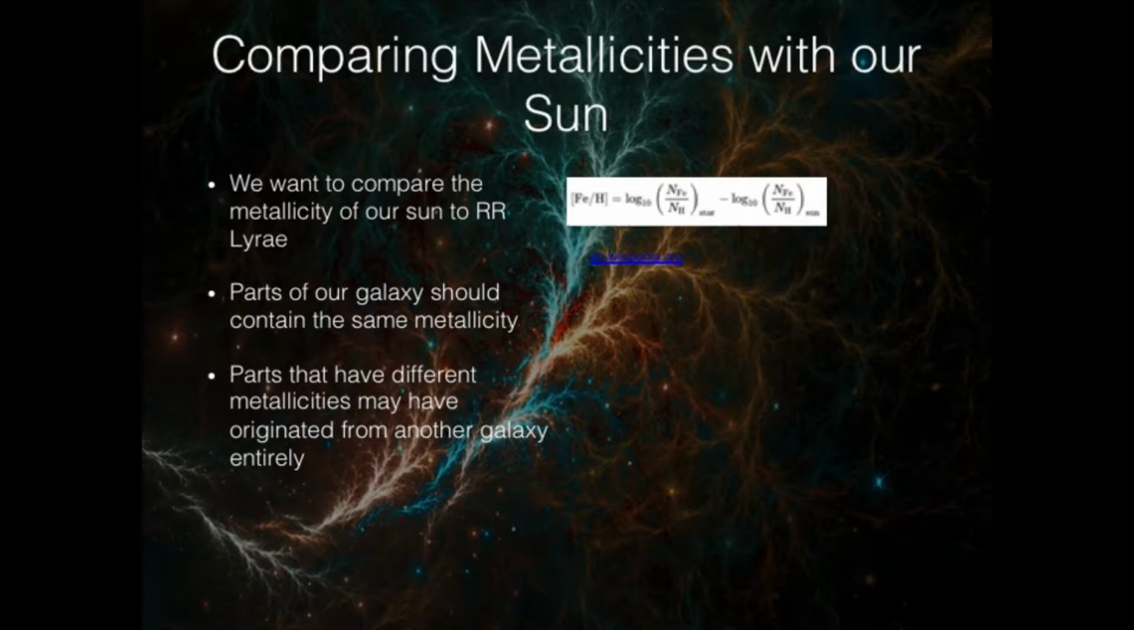And we're concerned with comparing the metallicity of a star to the metallicity of our sun because our galaxy formed at roughly the same time. So using that logic, regions within our galaxy should contain roughly the same metallicities. And if they don't, this signifies that those regions in our galaxy originated from an entirely other galaxy, and it just happened to get eaten by our own galaxy.